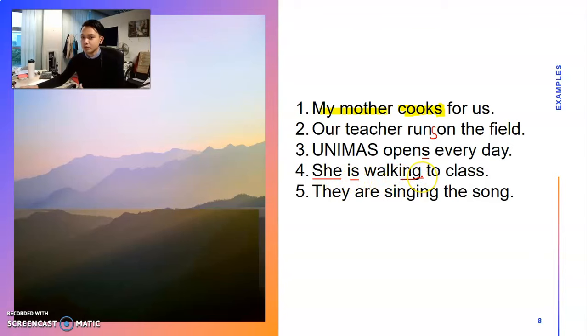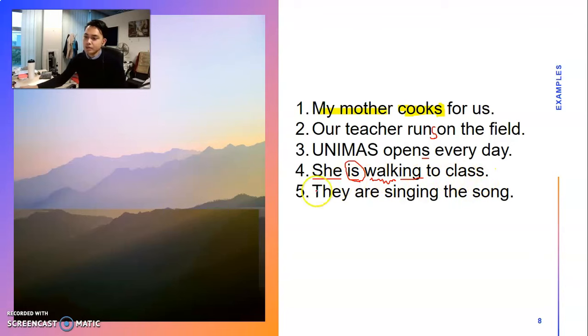Also, another thing that I want you to take note of is when you use this kind of structure right here of using verb to be in a sentence, the verb that comes after that must end with ing. Okay, I repeat, if you write a sentence using the subject and verb to be, the verb that comes after the verb to be must end with ing. So, she is walking. You cannot say she is walk because it's incorrect.